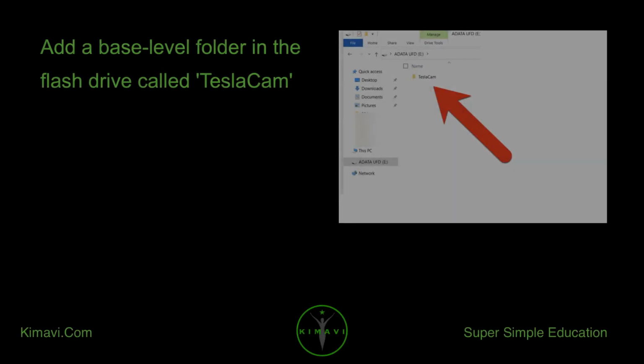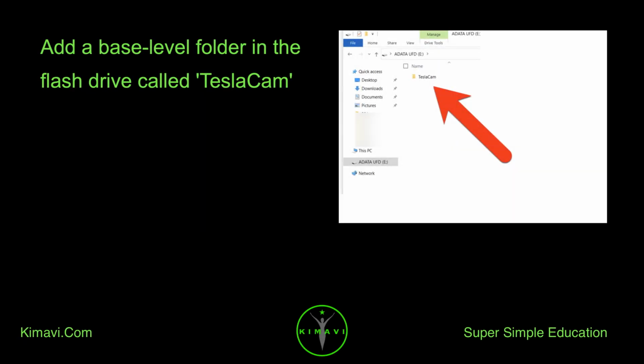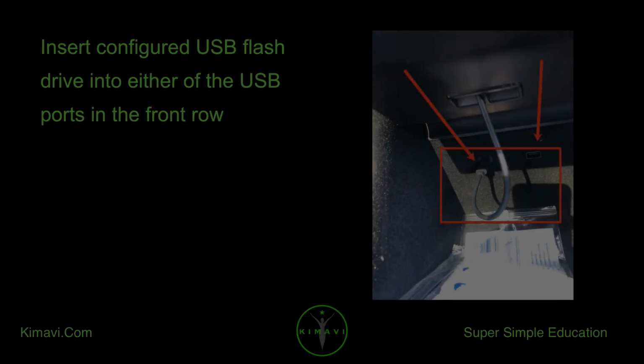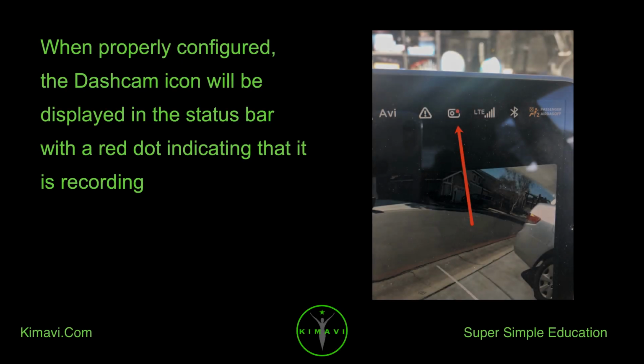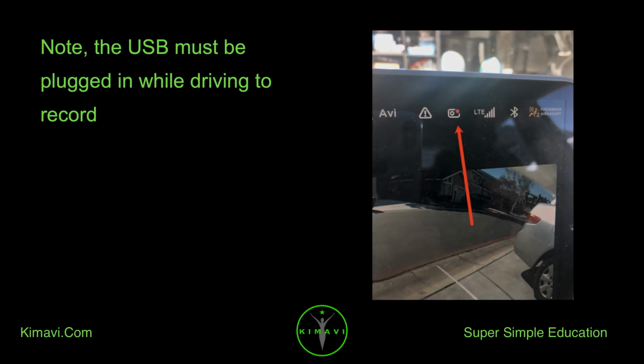Add a base-level folder in the flash drive called TeslaCam. Insert the configured USB flash drive into either of the USB ports in the front row. When properly configured, the dashcam icon will be displayed in the status bar with a red dot indicating that it is recording. Note: the USB must be plugged in while driving to record.